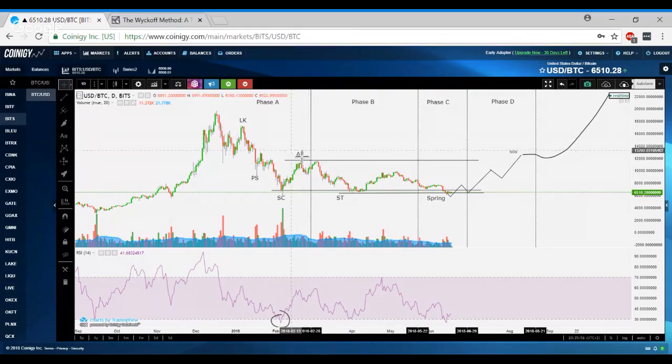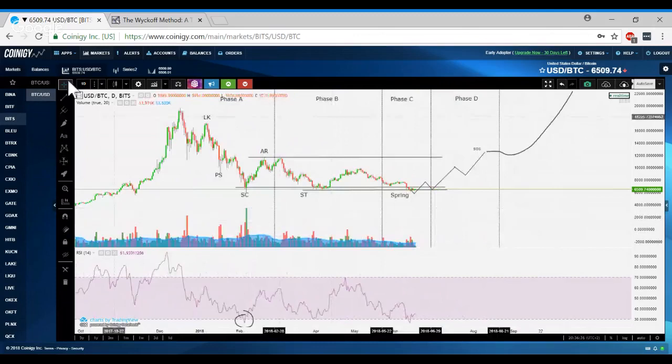After the automatic rally, we come to the secondary test, and secondary test should speak for itself. This will be the second test of the selling climax. This is supposed to hold and should not go much lower than the selling climax itself. In short, secondary test is where price revisits the area of the selling climax to test supply-demand balance at these levels. If a bottom is to be confirmed, volume and price should be significantly diminished as the market approaches support.